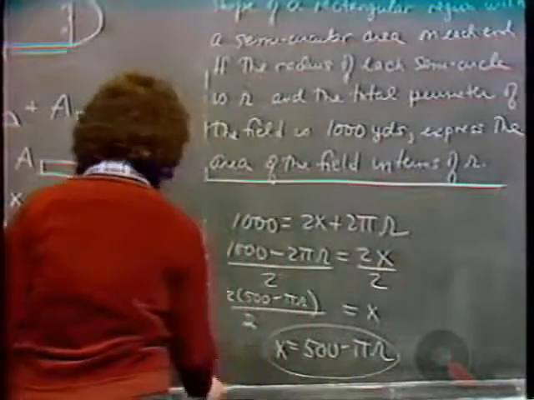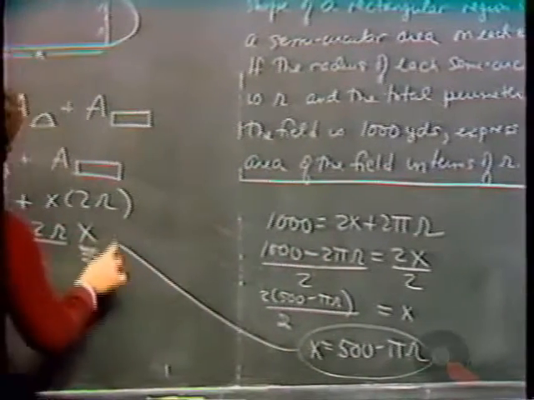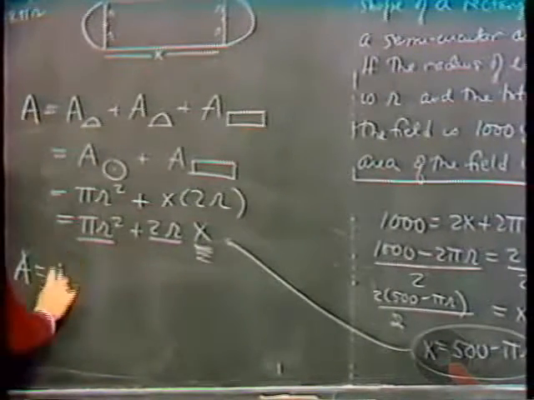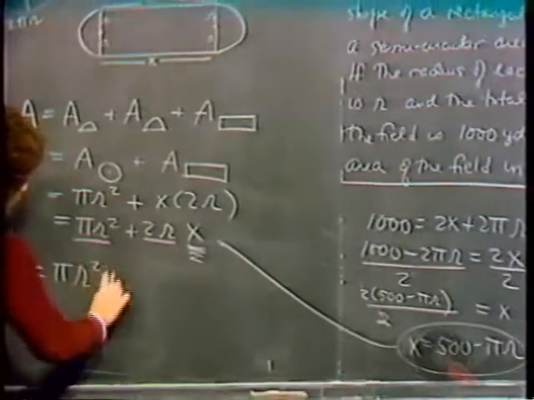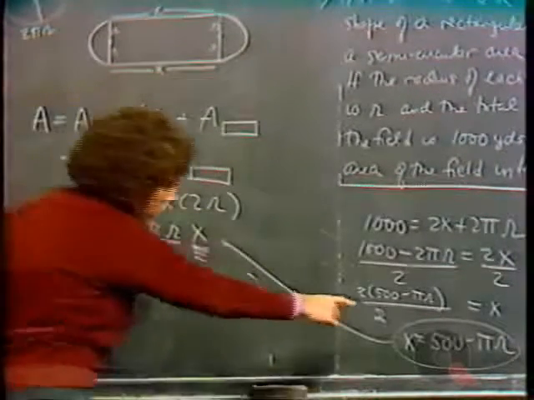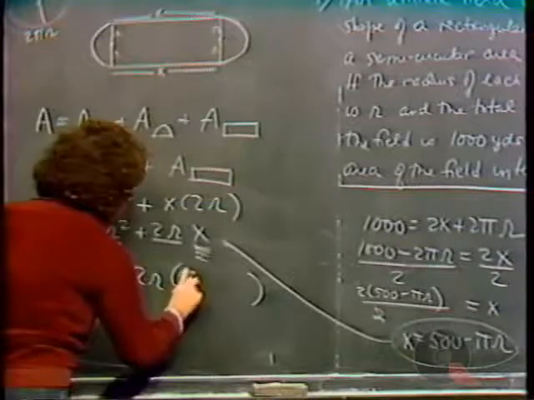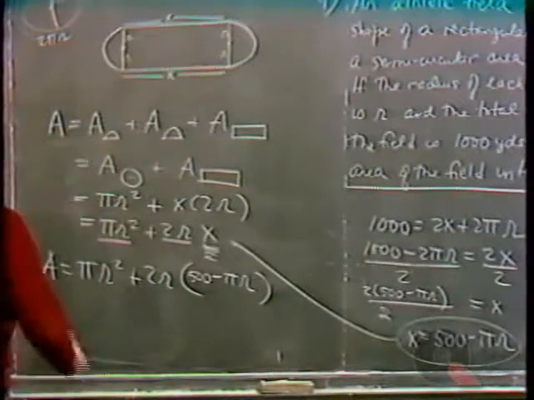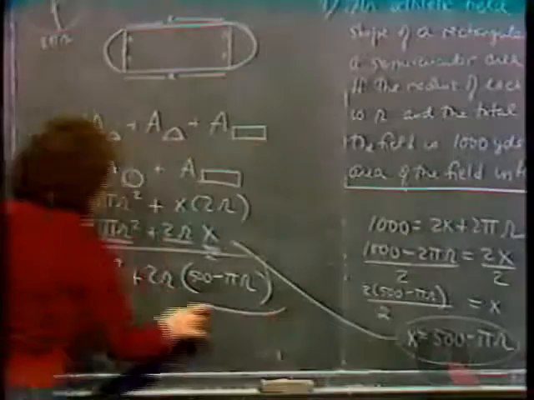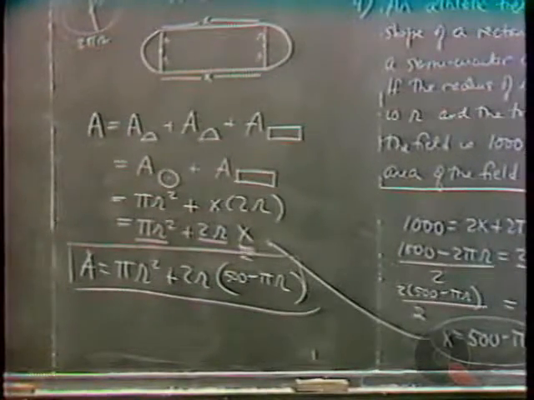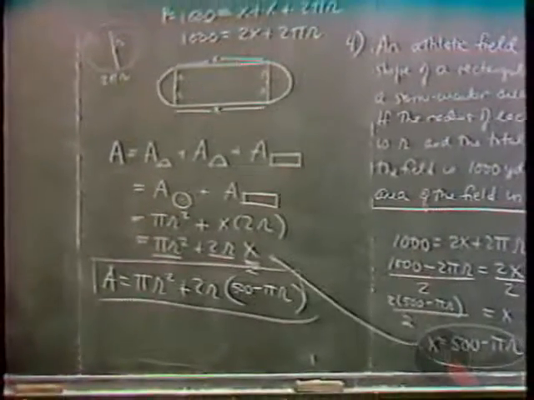Now we can take that value for x and substitute it back over here to get that the total area is pi r squared plus 2r times x, but x is 500 minus pi r. So now we have the area completely in terms of r. And that brings us to the end of this tape.